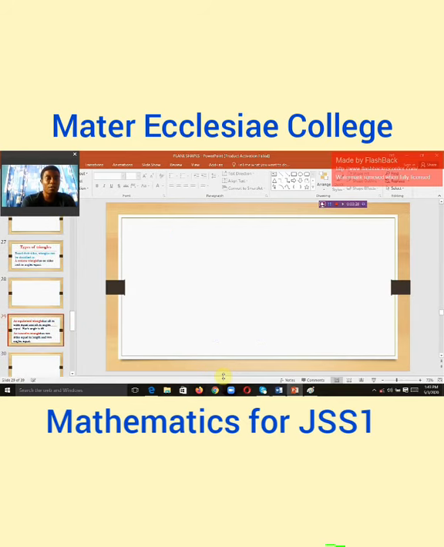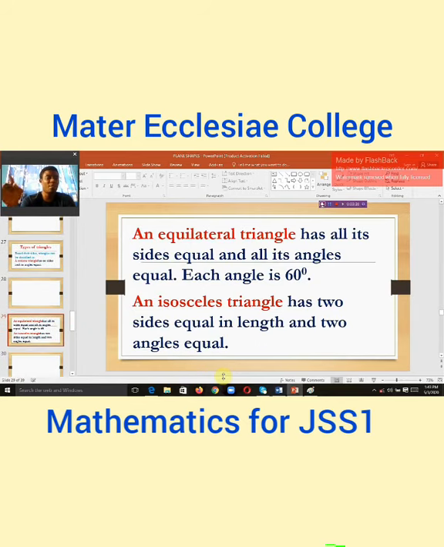Now, let's look at another type, the equilateral triangle. An equilateral triangle has all its sides and all its angles equal. What we are saying is that in an equilateral triangle, all the sides are equal, and all the angles are also equal. So if one side is 5, the other sides are 5, 5, 5 each. Since all the angles are equal, and we know that the sum of angles in a triangle is 180, just divide it by 3 so that they will be equal. That's 60. So that's why we said that each angle is 60 degrees.